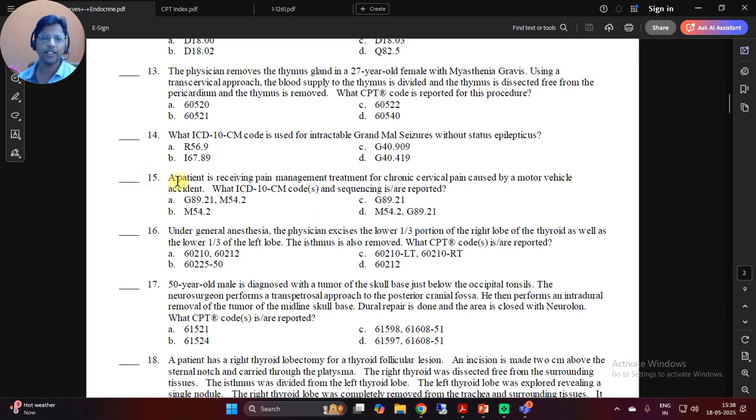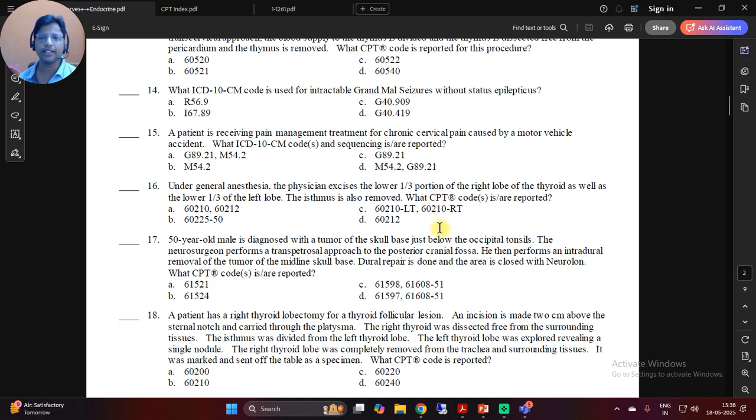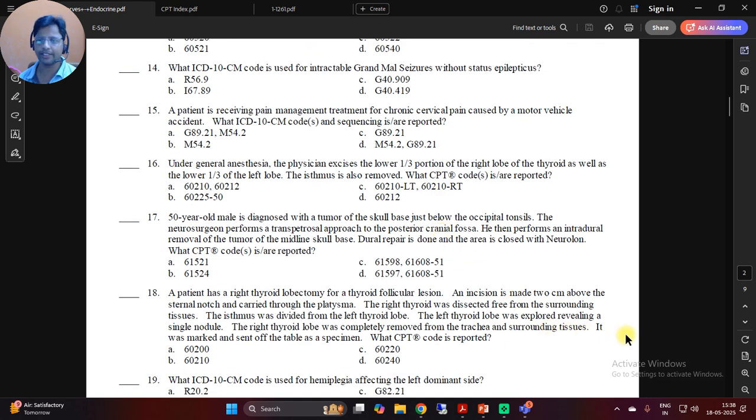So 15th one. A patient is receiving pain management treatment for chronic cervical pain caused by a motor vehicle accident. What ICD-10-CM codes and sequencing is reported? Here you need to use your ICD-10-CM guidelines. Check your guidelines and tell me. Take 3 minutes. In this scenario, you need to understand the ICD-10-CM guidelines. First, you need to understand the purpose of this encounter.